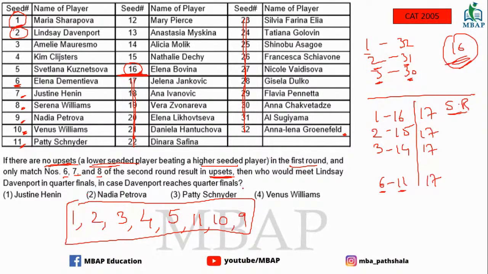Okay, then who would meet Lindsay? Now you know that these are 8 players who are going to go into the quarterfinal, and this person is going to play against this person, and this person against this person. Now they have asked you for Lindsay Davenport. Lindsay Davenport is rank number 2. You see that rank number 2 is going to play against rank number 10. And who is rank number 10? Rank number 10 is Venus Williams. And that is the answer for this question.